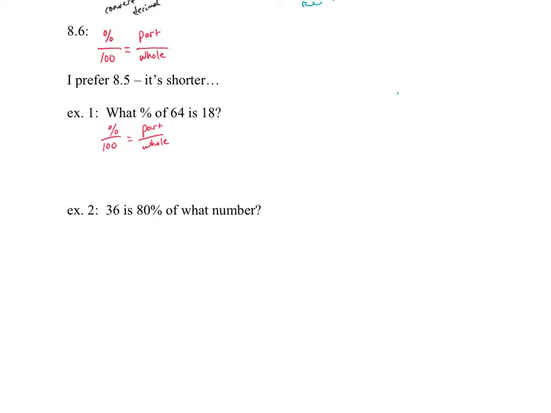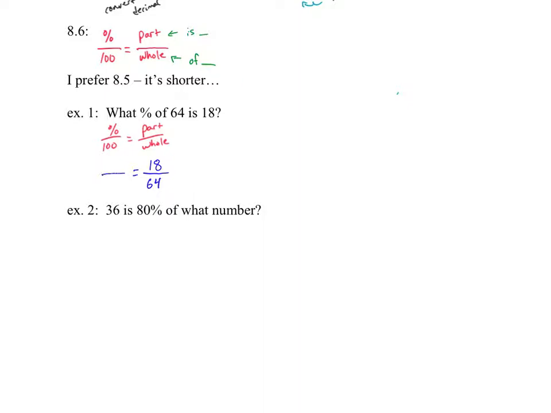If you think back to yesterday, we said that there were words associated with these: the whole is often associated with the word of, and the part is often associated with the word is. That same general rule still applies. So example 1, what percent of 64 is 18? Well, the of is paired up with the whole, so 64 goes down there in my whole spot. So my second fraction has a 64 below. And is is associated with the part, so 18 has to go up here. So that's my second fraction.